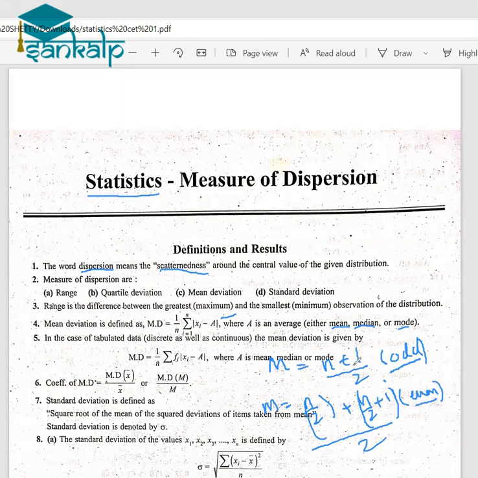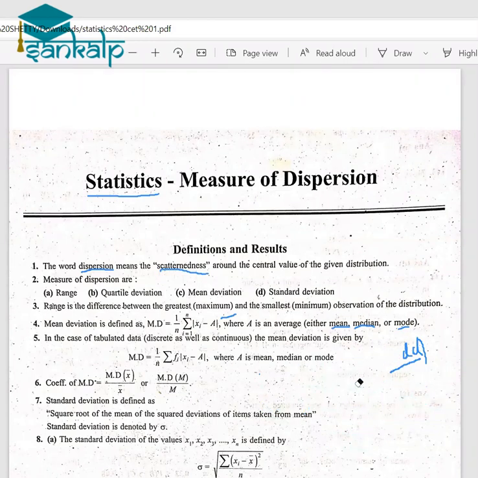Next, the formula for mode. In case of mode, there is not much of a formula; only the definition will help us understand what mode is. Mode is the highest repeated score in case of ungrouped data.